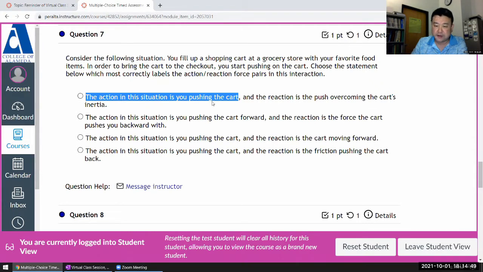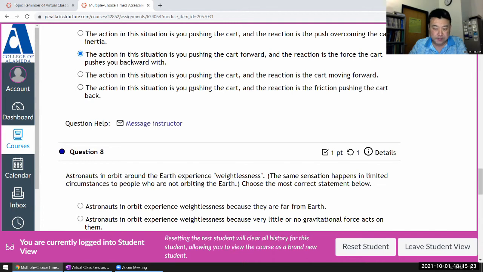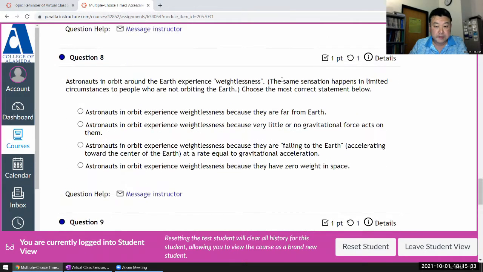They are not describing forces in this description here. Or the first one at least is, but the second is not. Actually, in this, you're pushing the cart forward, and the reaction is the force that the cart pushes you backward. That's the exact formula for Newton's third law. A pushes on B, B pushes on A back. That's this one. And the rest are written in some kind of either cause and effect, which has nothing to do with Newton's third law, or in a way where the two forces are not related through Newton's third law. Okay, weightlessness.